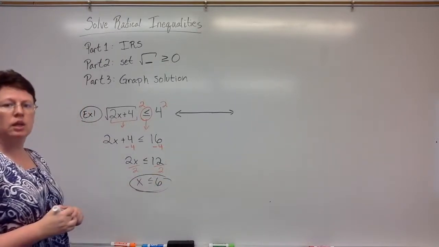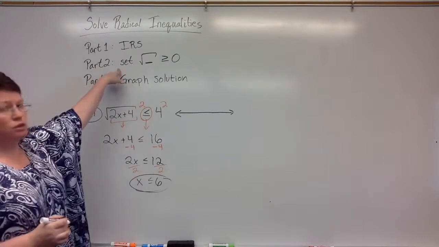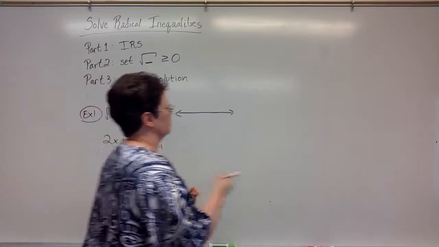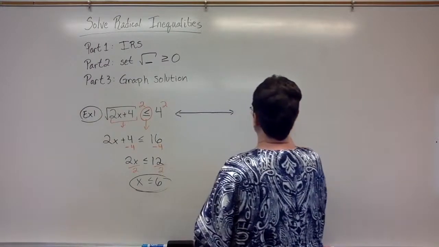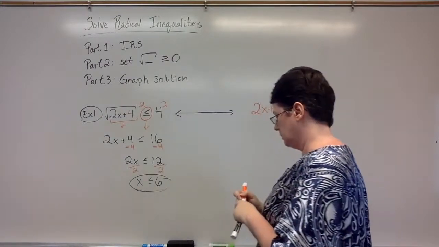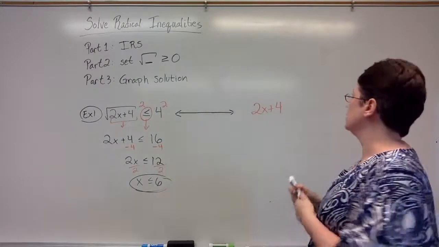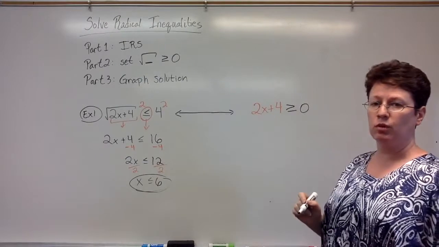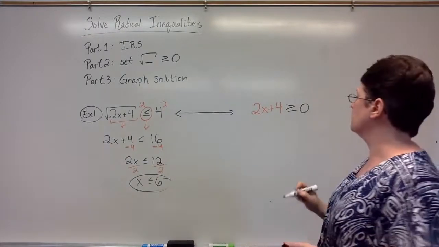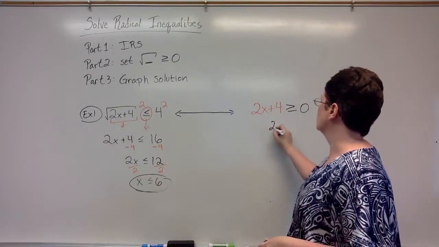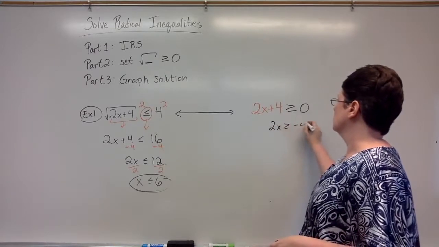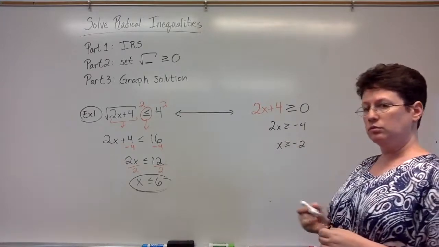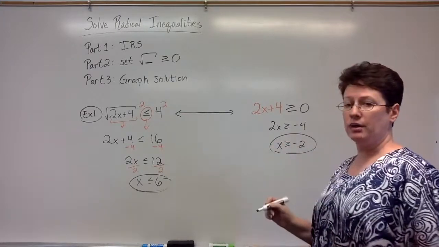Awesome. Now we have to do part 2. See the stuff under the radical? 2x plus 4. That quantity has to be greater than or equal to 0. We still solve for x the same way. Subtract the 4 and divide by the 2. This is the other half of my answer.